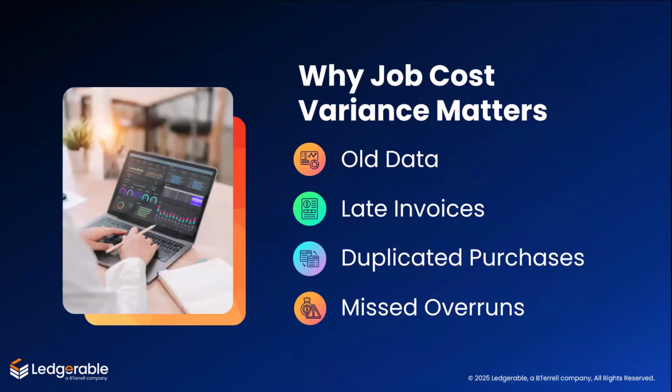And here's what happens without that visibility. Project managers work from different spreadsheets that are 2 weeks old. Finance is waiting on invoices sitting in someone else's inbox. Superintendents approve field purchases without knowing how they impact the budget. By the time finance pulls a variance report, you might already be 10 or 15% over budget in a cost category. And at that point, the money is gone.